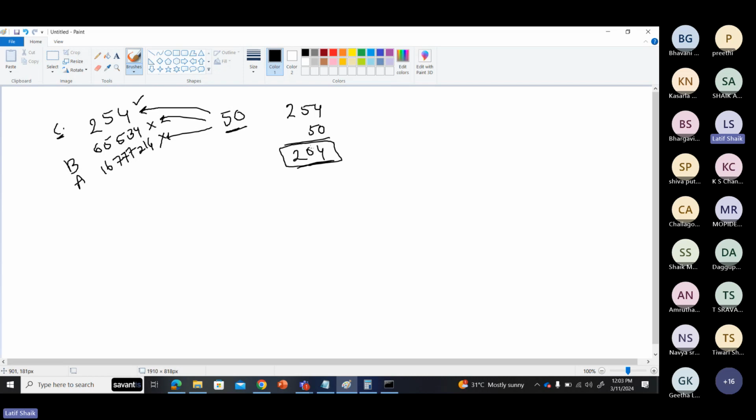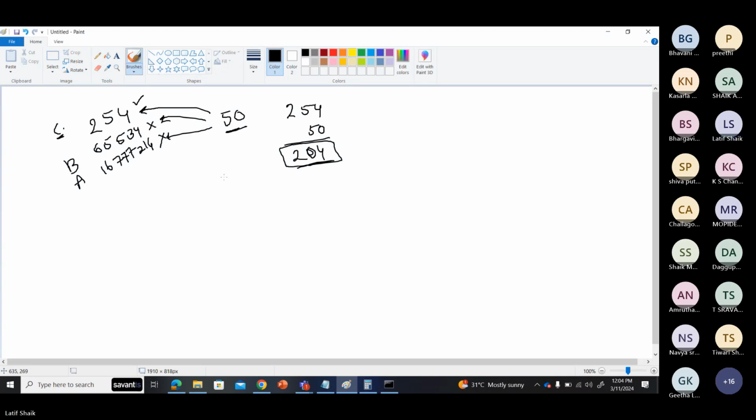Guys, private IP addresses are free, no need to pay, but public IP addresses are paid versions. And the number of IP addresses is limited. The total number of IP addresses is limited. That too, public IP addresses are limited.